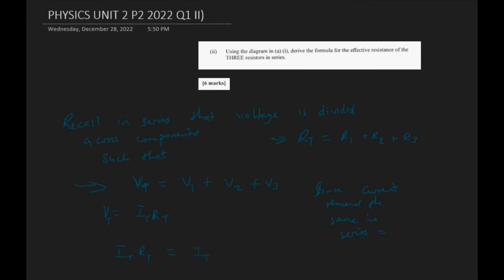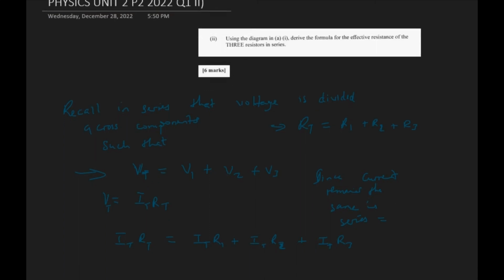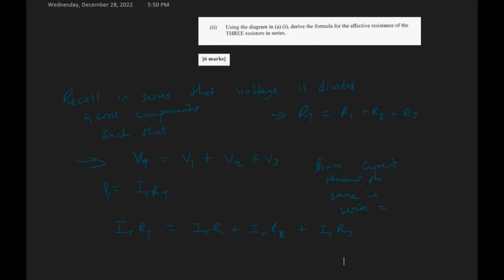IT times R1 plus IT again, which is my total current, times R2 plus IT times R3. Now, since IT is the same across the board, we could factor it out from the right side of the equation, and then you'd see that it will be easily cancelled out.